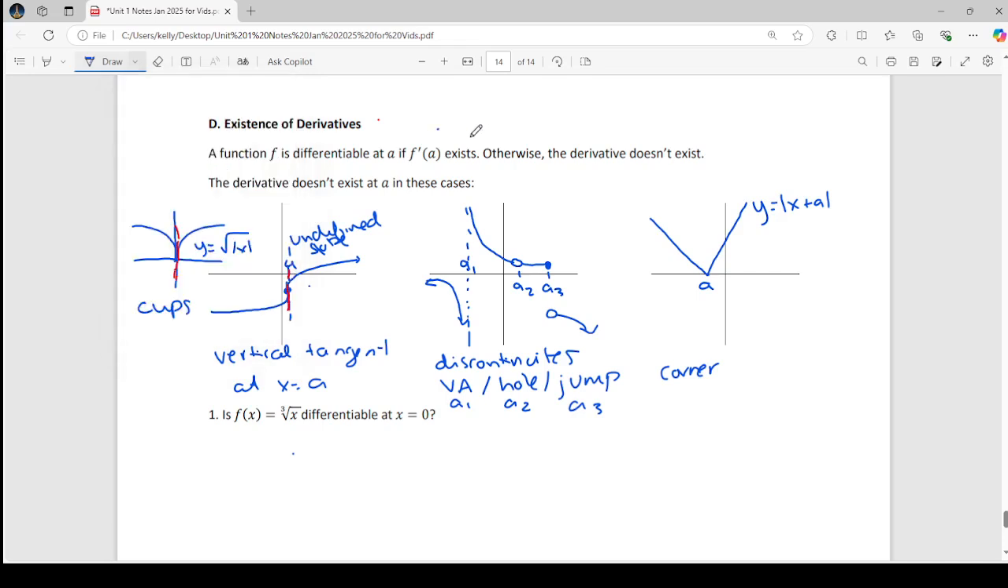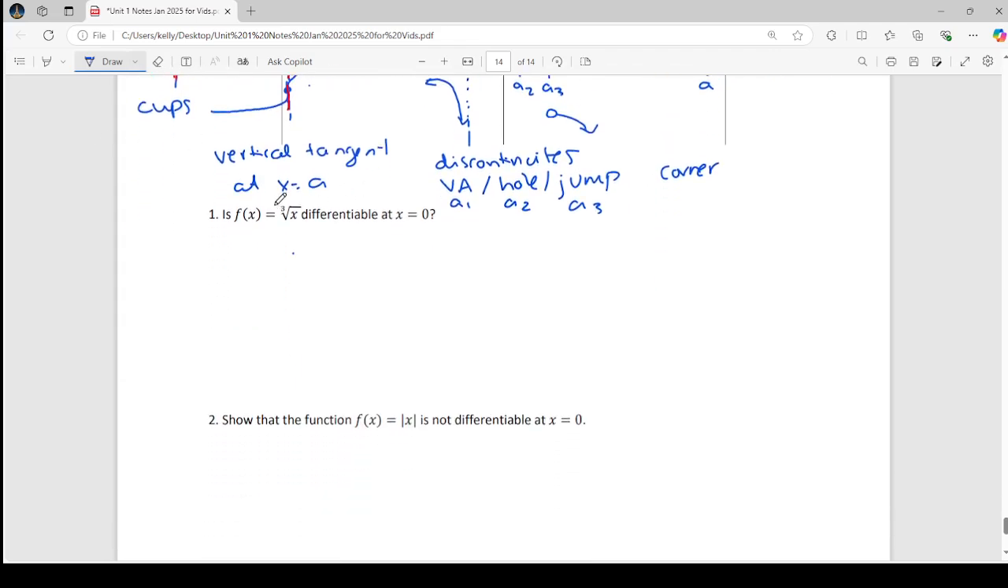Okay, so let's do a couple algebraic proofs to show whether something is or is not differentiable at a certain value. Is the cube root of x differentiable at x equals 0? We don't know what this graph looks like. We know what the root of x looks like, but we haven't looked at the cube root of x. So let's just try it. f prime of x will be the limit as h approaches 0 of the cube root of x plus h minus the cube root of x, all over h.